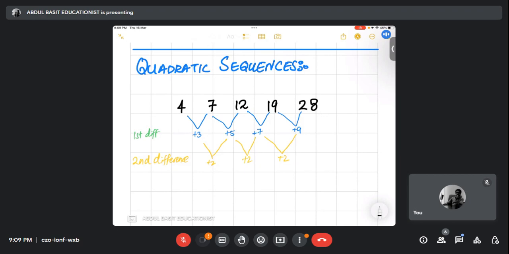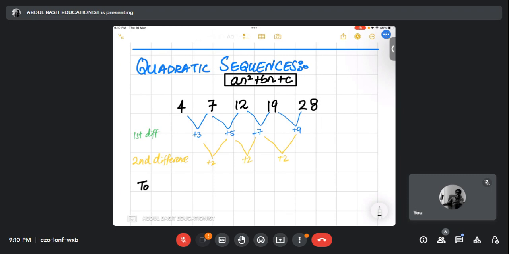So for sure the formula for the quadratic sequence is an square plus bn plus c. That's the format of a quadratic equation, and we are very familiar with that because we are done with the quadratic equations and graphs. So now, in order to find the formula, I need to find the values of a, b, and c. That's the problem, right?